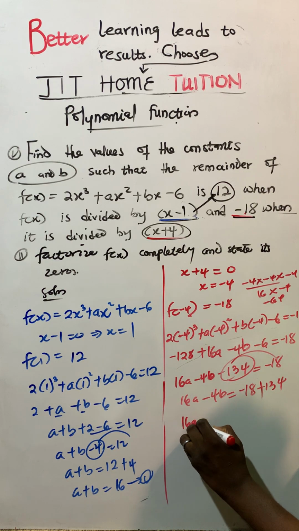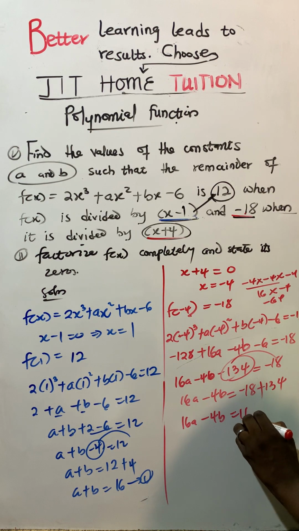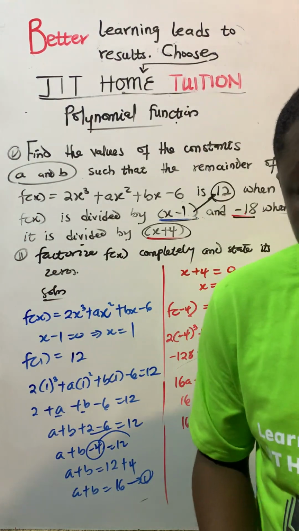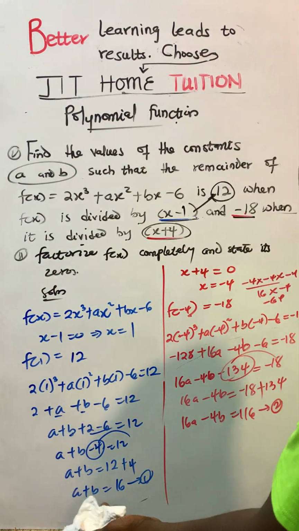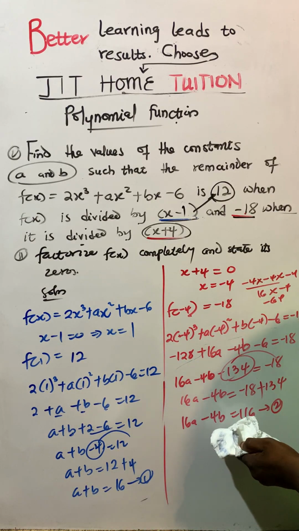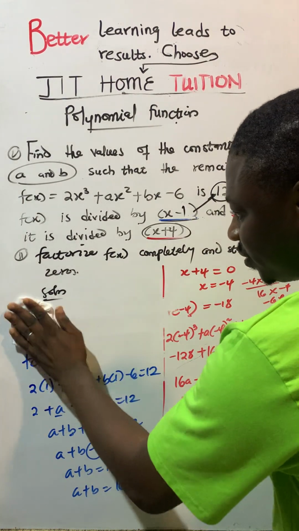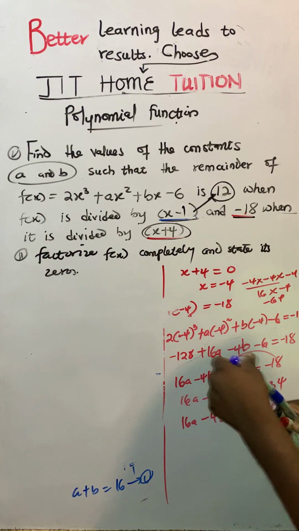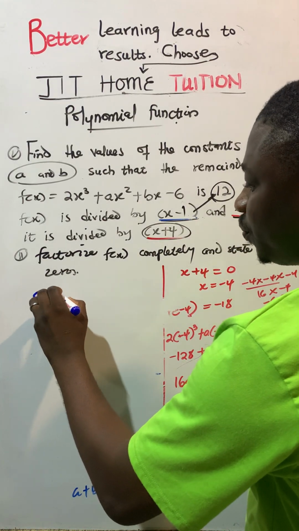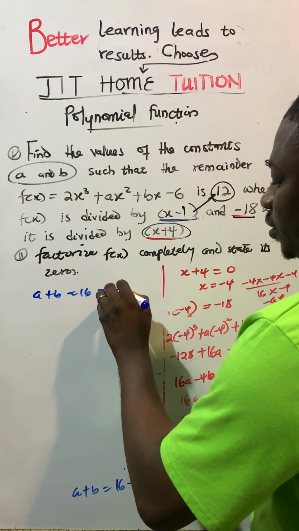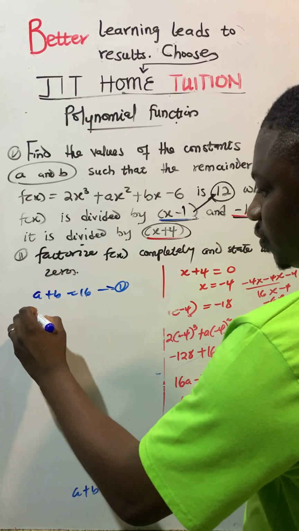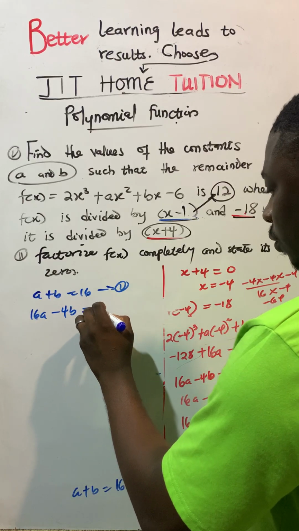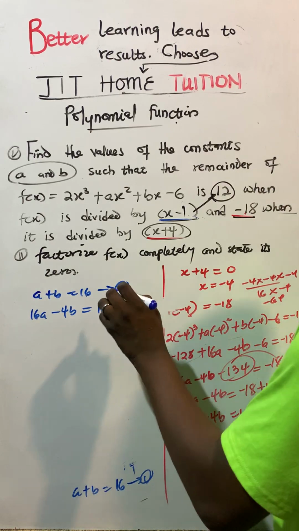116. So you have 16a minus 4b equal to 116, equation 2. So these are the two equations that you have: equation 1, equation 2. Permit me to clean this side. So you have a plus b equal to 16, equation 1. Then you have 16a minus 4b equal to 116, equation 2.